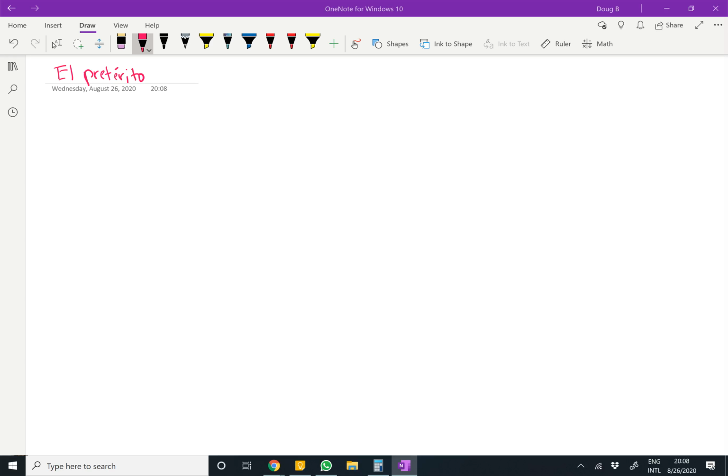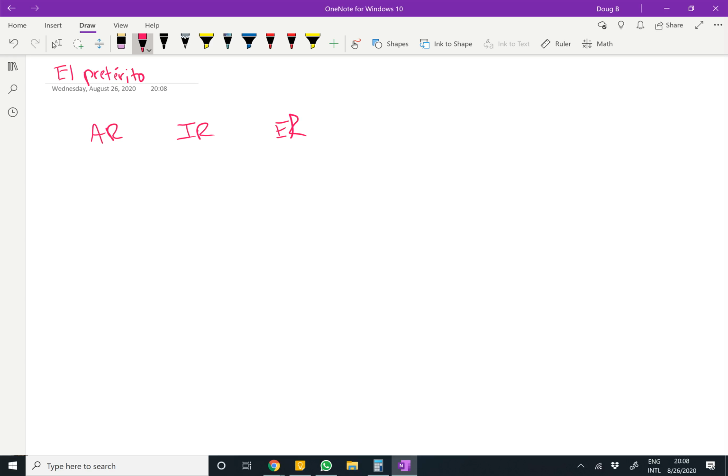There are almost as many exceptions in the pretérito, the past tense in Spanish, as there are in the present tense. So let's get down to this. We're going to determine first if it's an AR verb, an IR verb, or an ER verb.